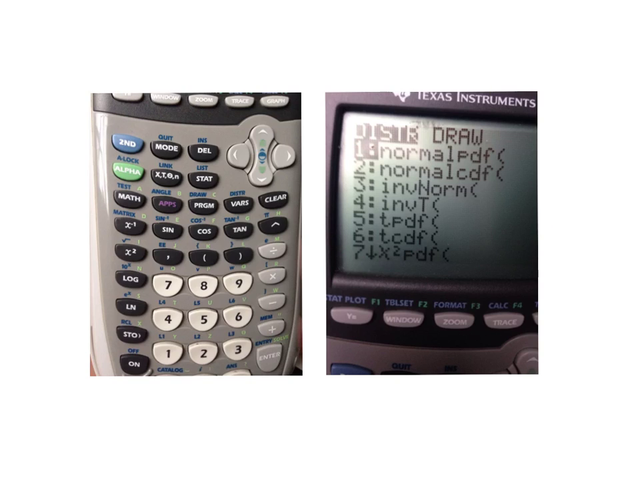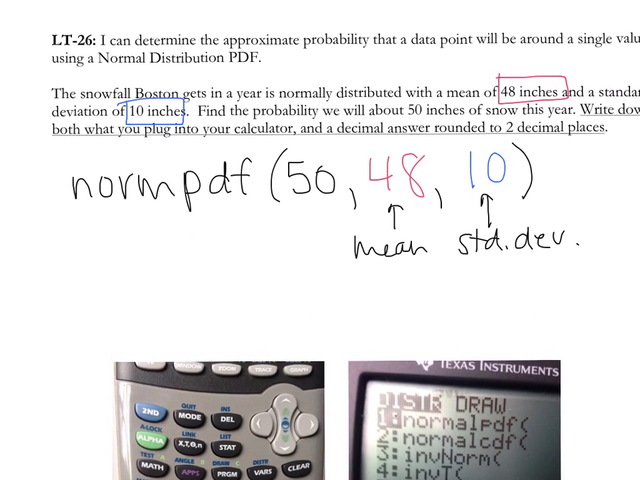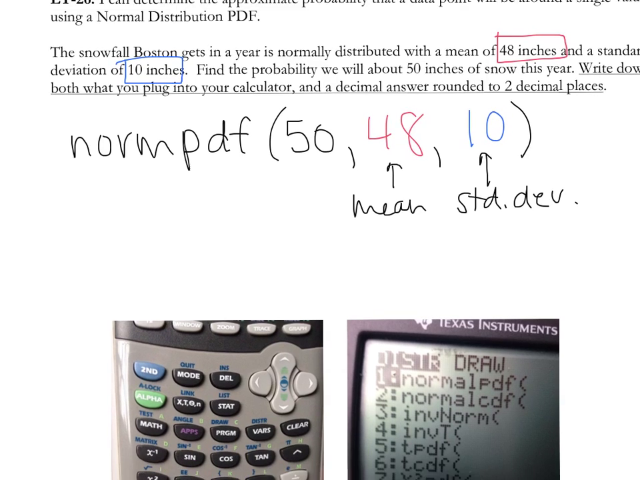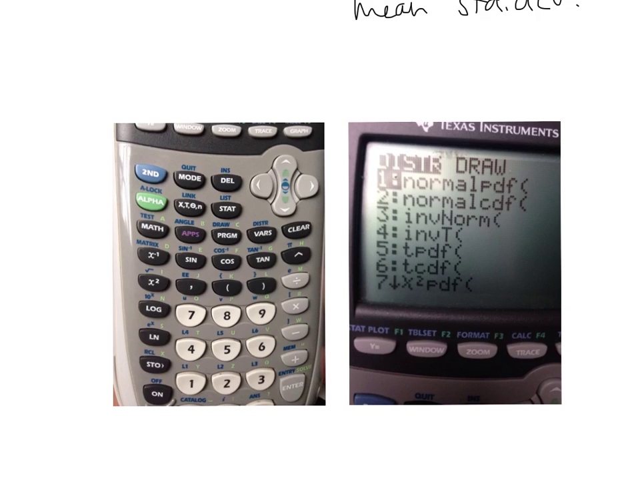Now, if you notice, the first 3 options are normal PDF, normal CDF, inverse norm. For this problem, we're using normal PDF, so you want to have it highlighted on 1 and hit enter. Depending on how new or old your calculator is, you may need to just input these 3 numbers with commas in between them, the way that I have it here. Close the parentheses and hit enter. And by the way, the comma is right down here on your calculator.